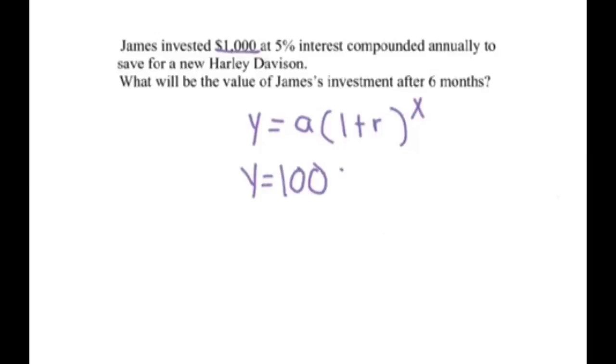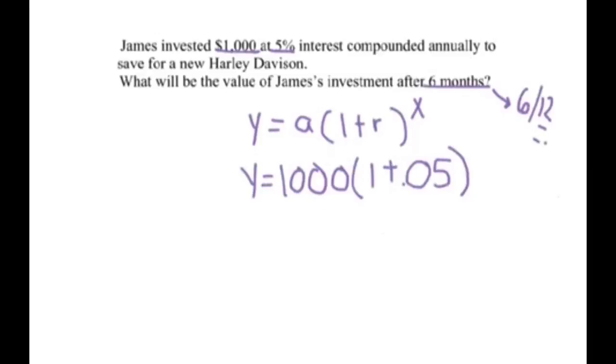You would leave the 1 and the plus. The rate is 5%, but we have to change it to a decimal, so it would be 0.05, close parentheses. Next, since it says 6 months, we have to change it to time in years, so it would be 6 out of 12 months, which equals 0.5. So it would be to the 0.5 power.